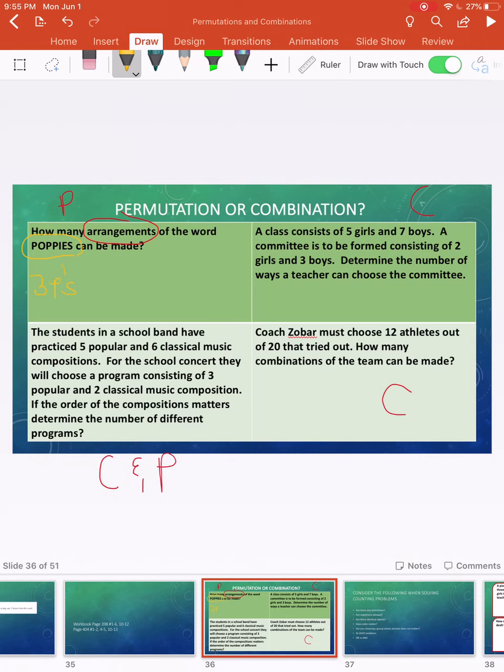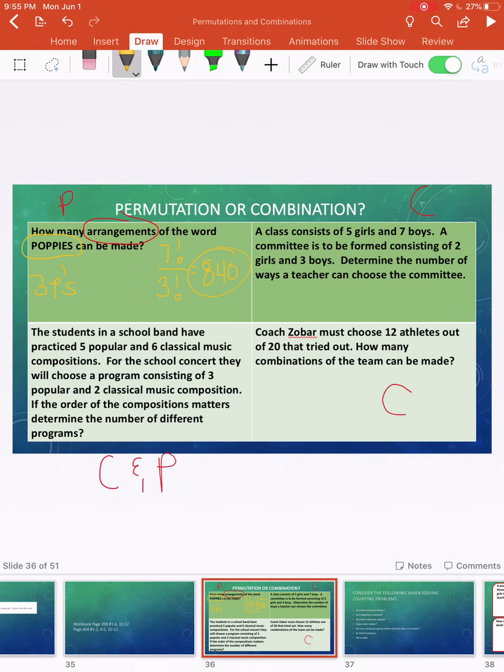So to start with, let's count how many total letters we have in this question. 1, 2, 3, 4, 5, 6, 7. So my 7 factorial represents all the different letters. And I'm going to divide by the identical letters, which are the 3 P's, or 3 factorial. So on my calculator, I'm going to write 7 factorial divided by 3 factorial. All right, so go ahead and type that in, and you should be getting 840. So there's 840 ways that I can arrange the letters in the word poppies.